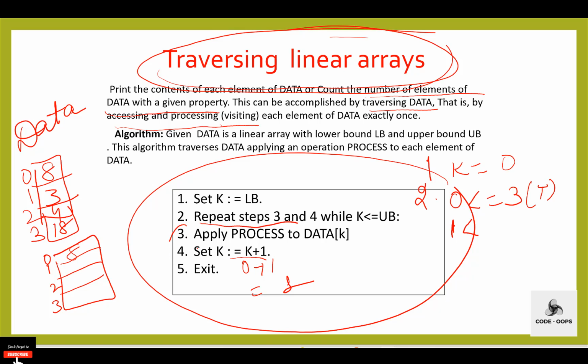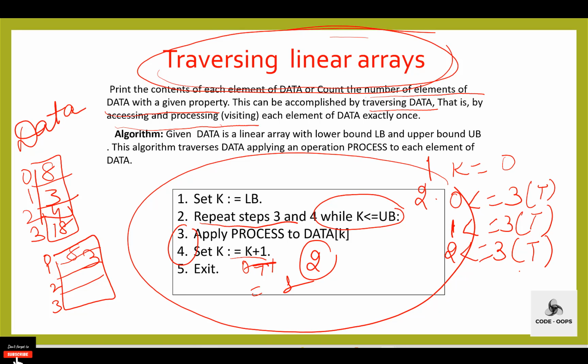Again repeat steps 3 and 4 while this condition is evaluated to be true. Now 1 is less than or equal to 3. Again the condition is evaluated to be true. Then apply process to data of k. Visit the element at index 1, data of 1. Then k is equal to k plus 1. Now k becomes 2. Repeat steps 3 and 4 while k is less than or equal to the upper bound. k is 2, 2 is less than or equal to 3. Again the condition becomes true. Then apply process to data of 2.